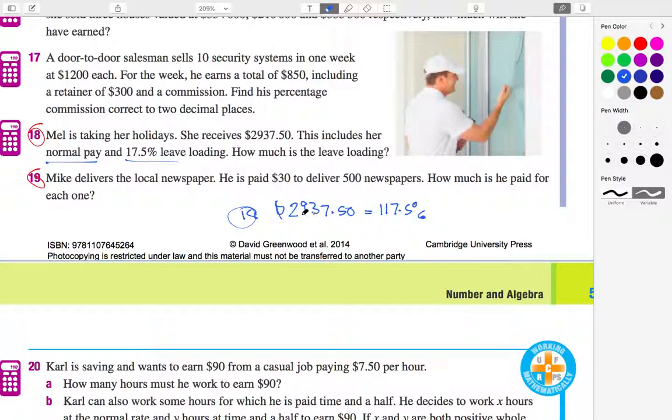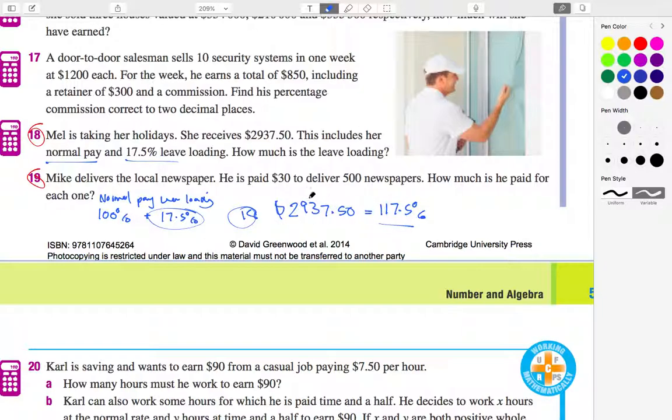So in that amount there, we have 100%, and that's going to include her normal pay. And then you're going to add the 17.5% from the leave loading. All right, so that's why that equals 117.5%. So if we want to find the leave loading, we need to find 17.5%. So now we've got to use the unitary method. Okay, so if you're unsure what the unitary method is, just let me know so I can make you another video on the unitary method.